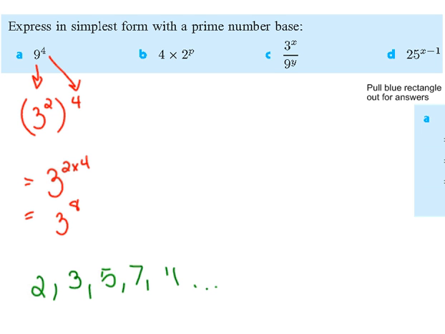And in this next one, 2 is a prime number, but 4 is not, so we can write 4 as 2 squared. So we've got 2 squared times 2 to the p, and because they have the same base, a base of 2, we're going to add our exponents because we're multiplying. So 2 to the 2 plus p.